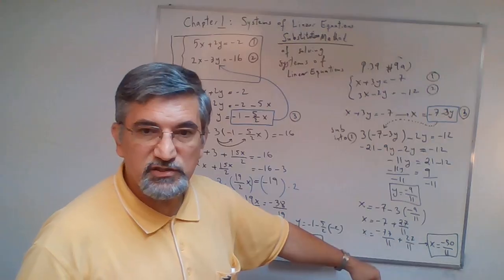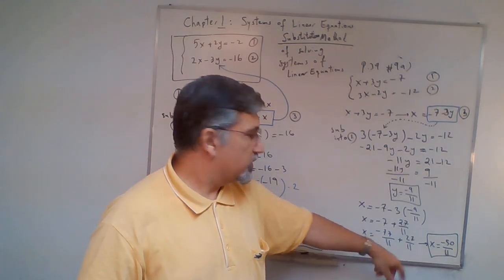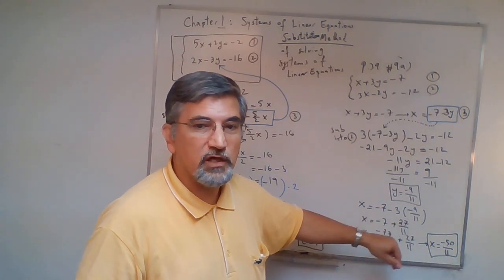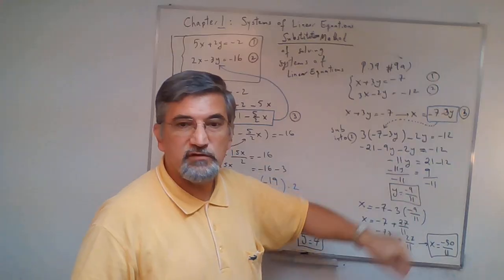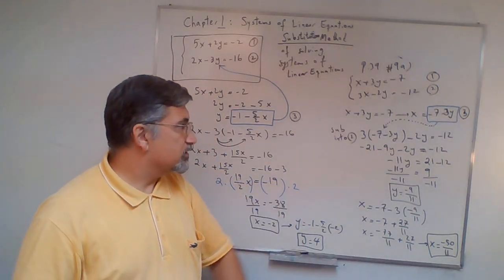You can't reduce the fraction anymore. You would if you could. You should if you could, I should say. And then y is equal to negative 9 over 11. And these are the final answers.